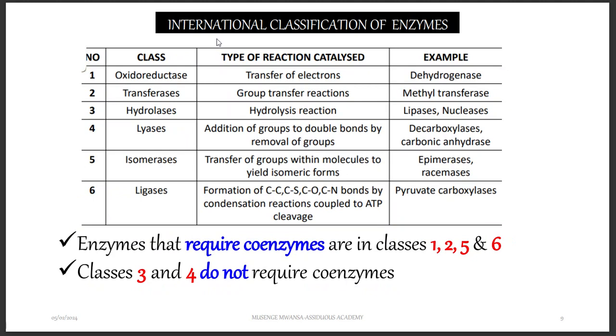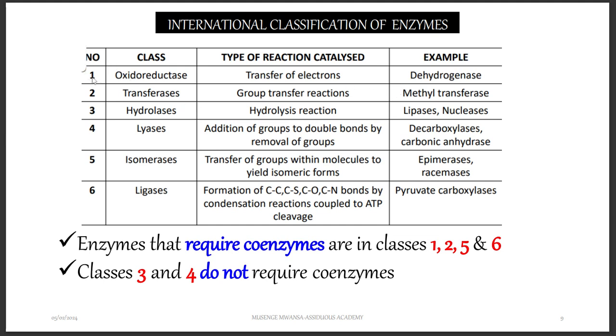Now, let's look at the international classification of enzymes. If I go to America, if I go to the UK, if I go to South Africa, and I mention this enzyme, how are they going to really know? Just like we have the IUPAC naming in organic chemistry. So this one you need to know. Enzymes can be classified in 6 ways. You need to know the number, the class, and at least an example. All right.